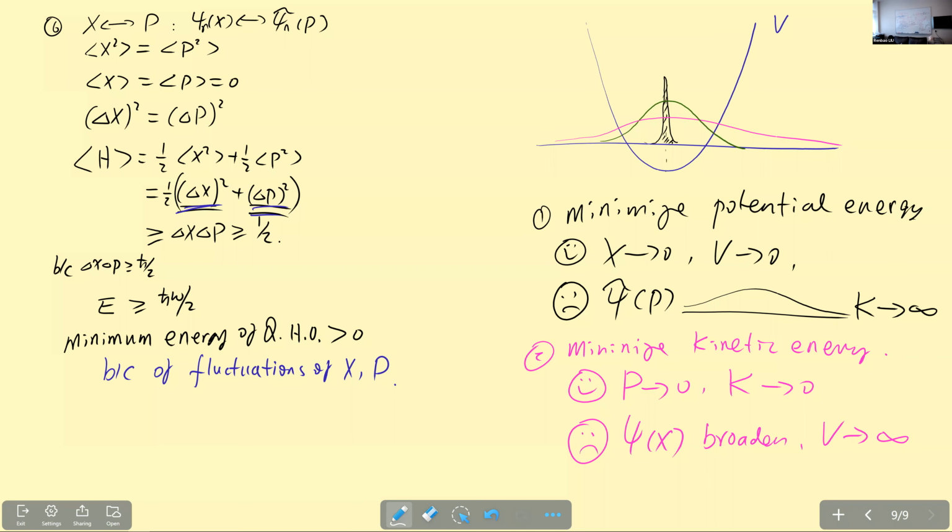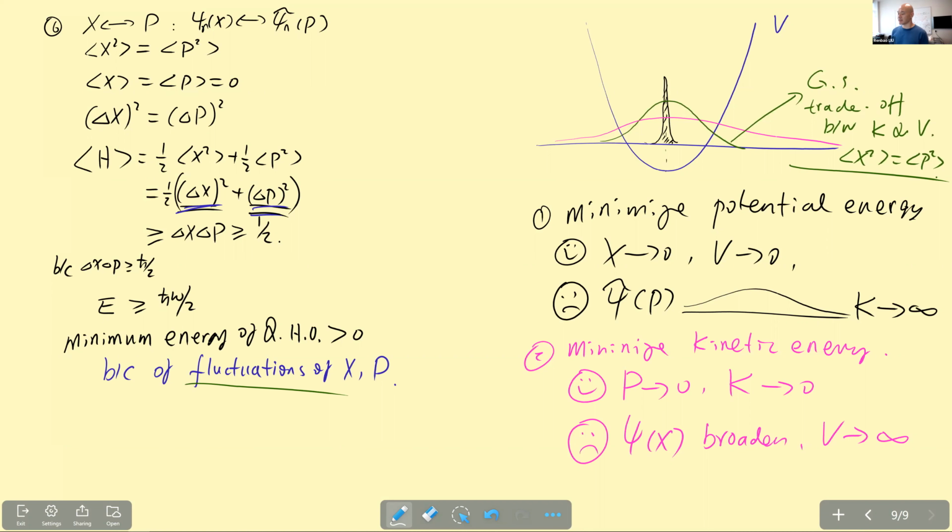Okay, so the quantum state is a trade-off between k and v, right? Actually, you should have x squared equal to p squared. That means you can have the same kinetic energy and the same potential energy to minimize this eigenenergy, okay? But you cannot make this one 0, because the fluctuation will make this always positive.